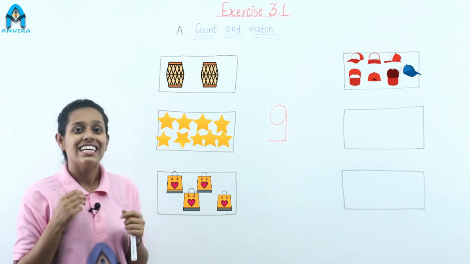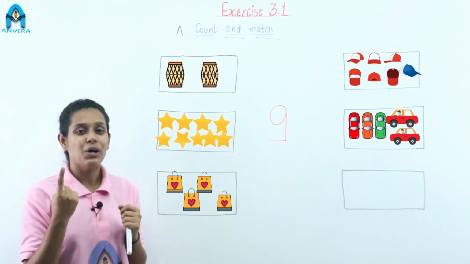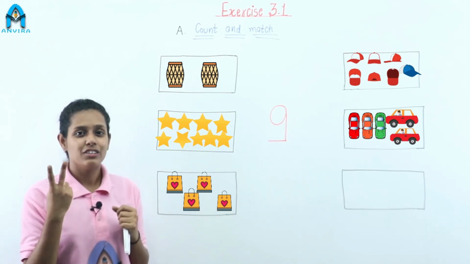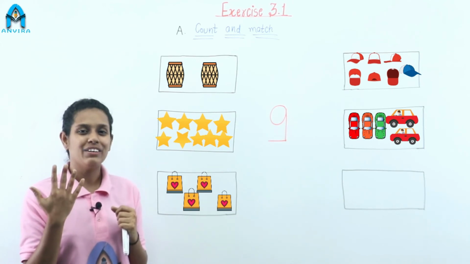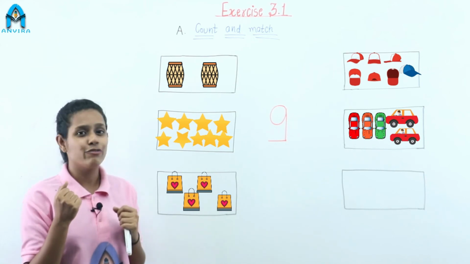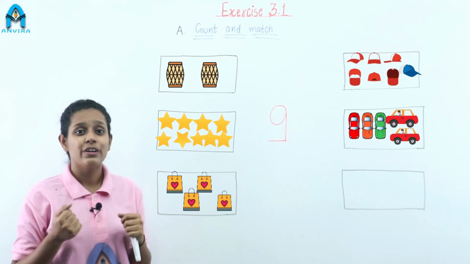What is this? Cars. How many cars? Let's count. 1, 2, 3, 4 and 5. 5 cars. Look at the next picture.